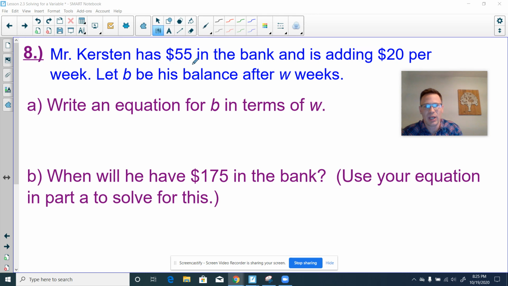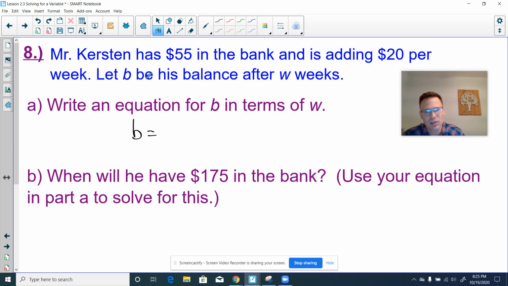Mr. Curson has a bank account, and he's got $55 in it. He's adding $20 per week. Let B be the balance after W weeks. Let's write an equation for B in terms of W. What that means is that we're going to have B equals something, relating B to whatever W is.